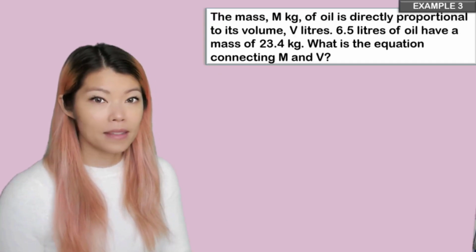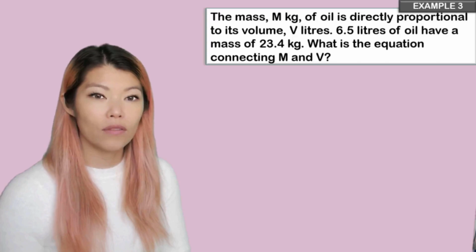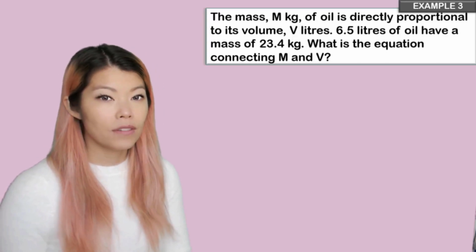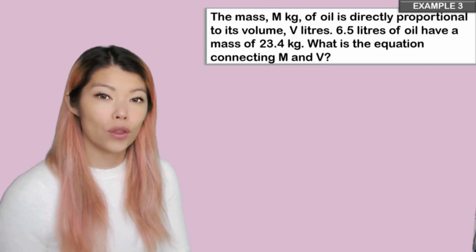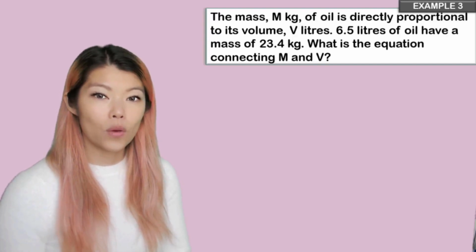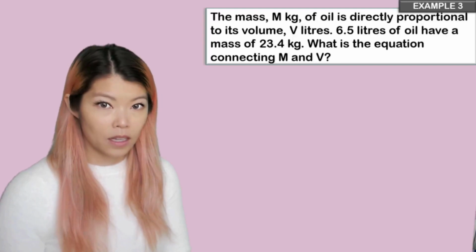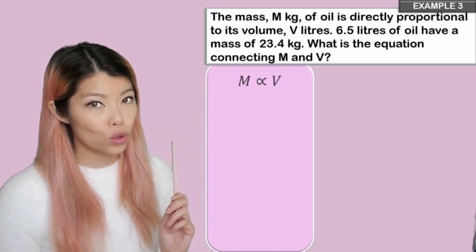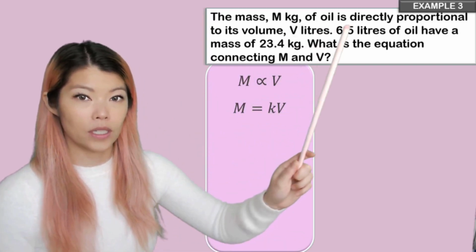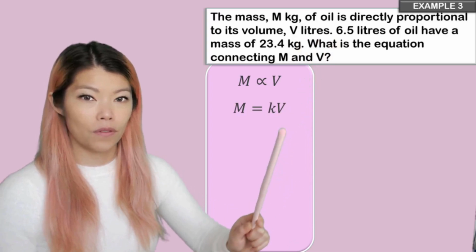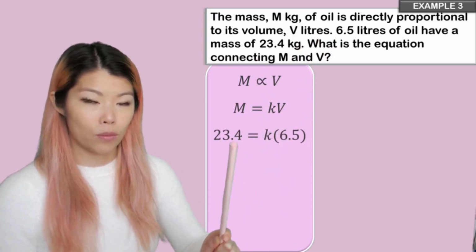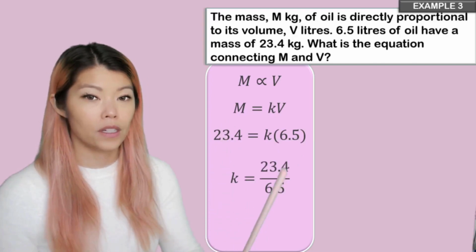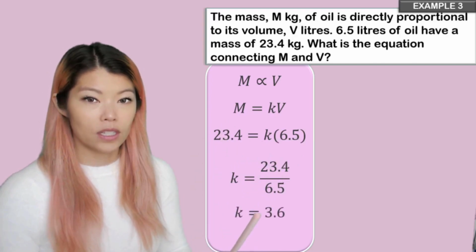Example 3. The mass M kilograms of oil is directly proportional to its volume, V liters. 6.5 liters of oil have a mass of 23.4. What is the equation connecting M and V? So here we have M and V as directly proportional to each other, or in other words, M is equal to KV. And we have a point here. We have V is 6.5 when M is 23.4. And therefore, dividing both sides by 6.5, we can figure out what K is, which is 3.6.